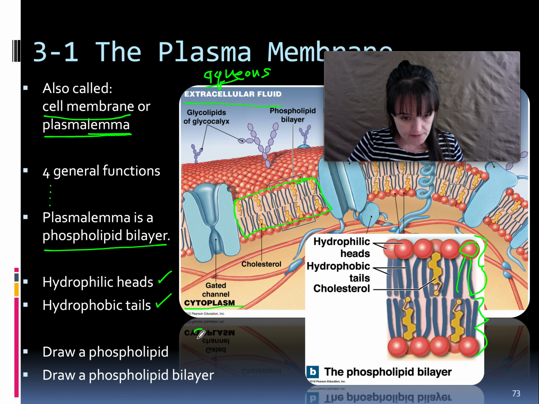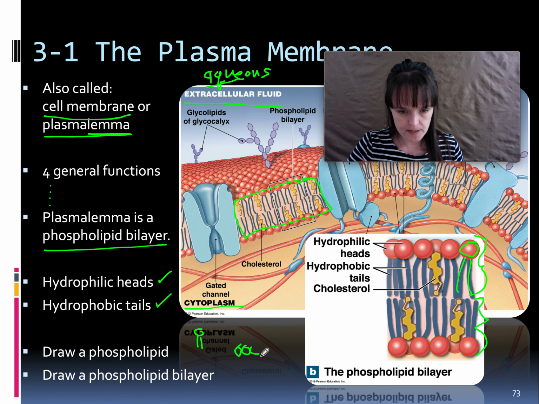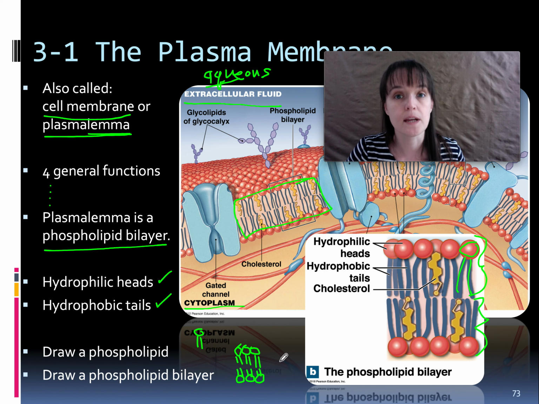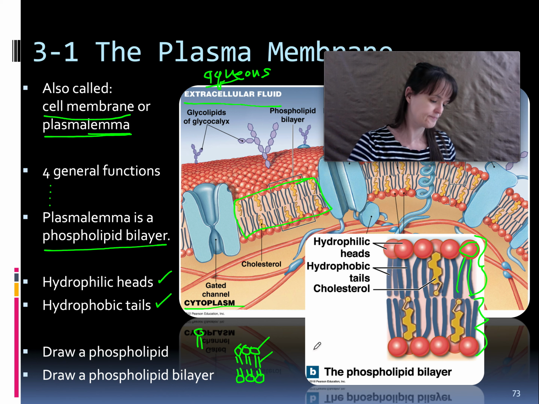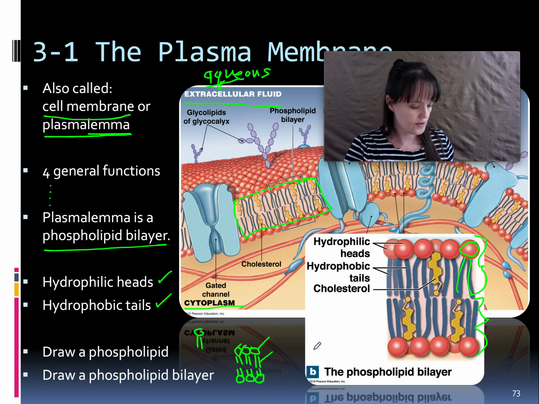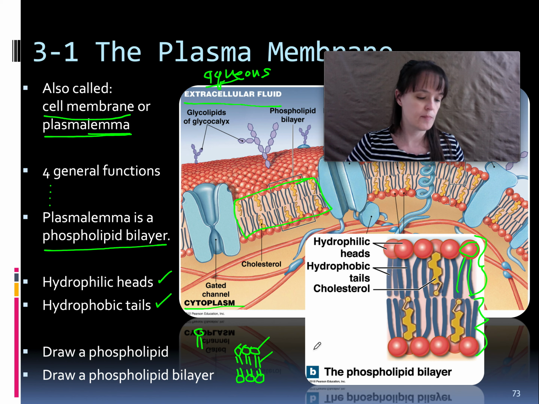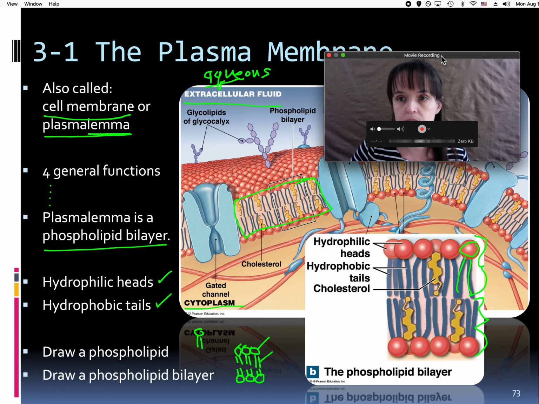Okay, and then draw a phospholipid. Okay, and label it. And then draw a phospholipid bilayer. There you go, a phospholipid bilayer with hydrophilic heads and hydrophobic tails. Okay, and integral transmembrane proteins are these.